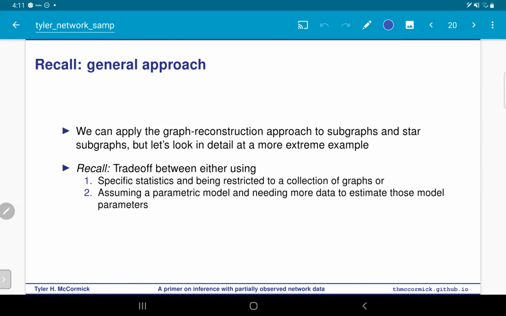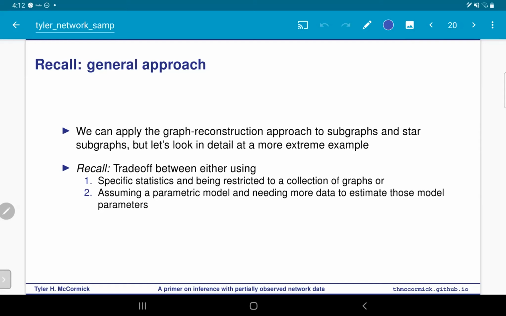So this graph reconstruction approach you can do in both the subgraph and star subgraph cases, but I'd like to switch to a slightly different example for the last piece here. The key idea is one of the classic trade-offs in statistics. We can make assumptions about the parametric model, and then we need data to estimate the parametric model. With that data, we can estimate a broad set of parameters on the graph, and therefore regressions from those parameters.